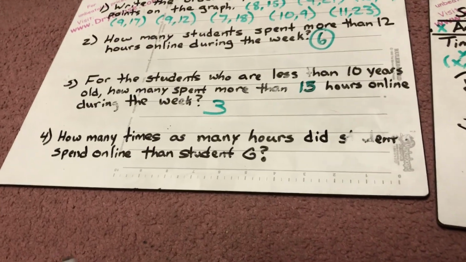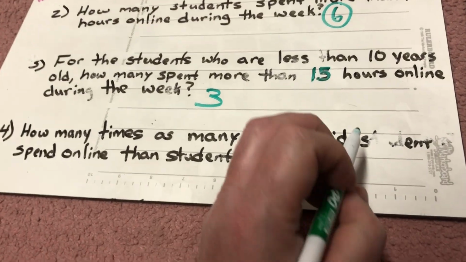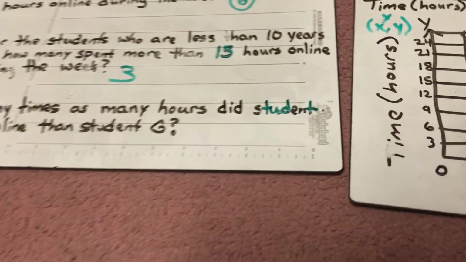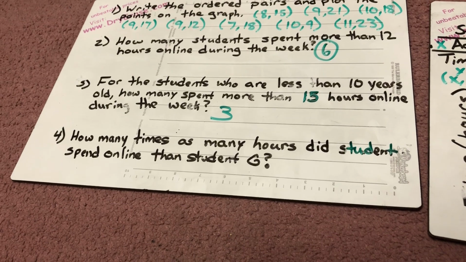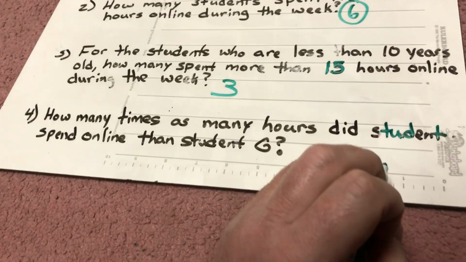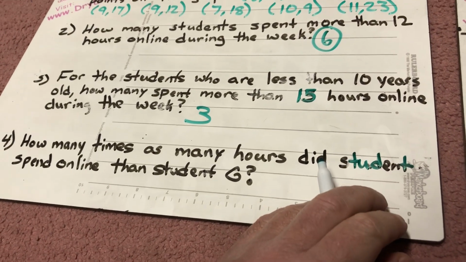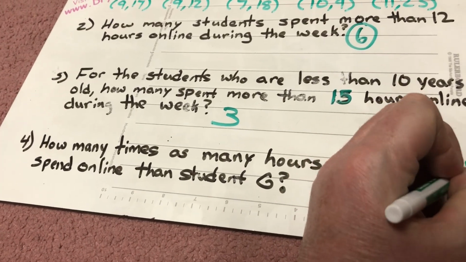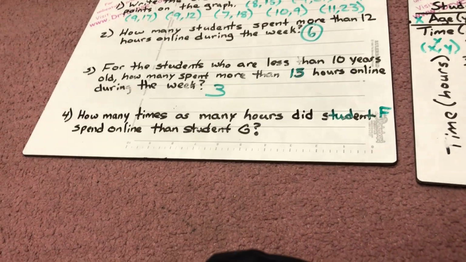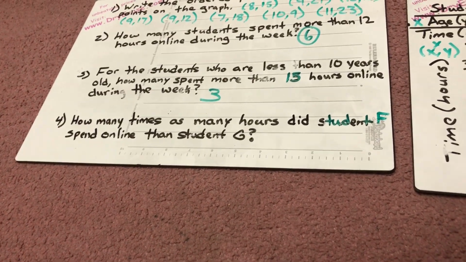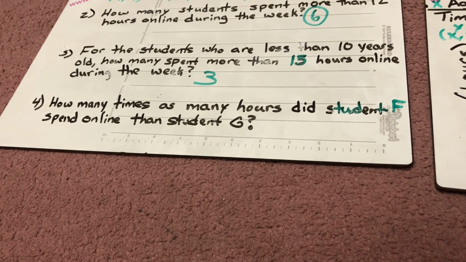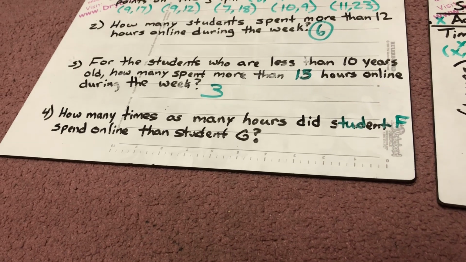Question 4. How many times as many hours did... Got some things crossed off here. Let's go ahead and fill that in. How many times as many hours did student... supposed to be student F. Did student F spend online than student G? Sorry about that. Must have crossed some things off. How many times as many hours did student F spend online than student G?